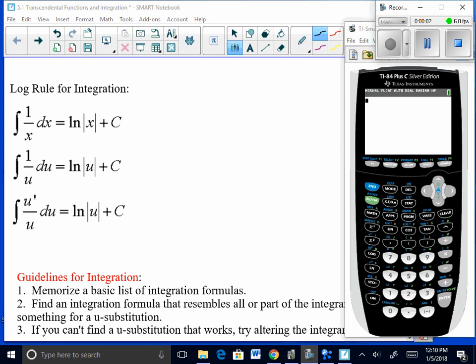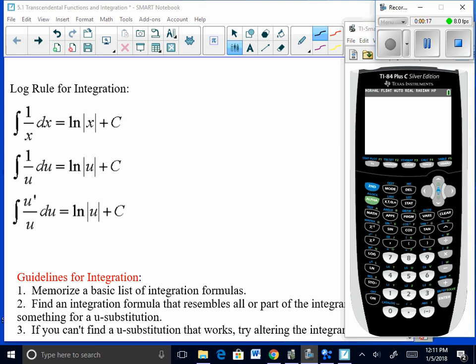So on 5.1, we're still dealing with integrals. All of chapter 5 will still be dealing with integrals. On today's lesson, we're dealing with integration of answers that would be natural log.